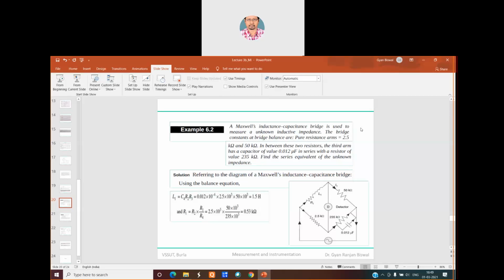A Maxwell inductance-capacitance bridge is used to measure an unknown value of inductance. At bridge balance, the pure resistance arms are equal to 2.5 kilo ohm and 50 ohm, so that means the values of R2 and R3 we are talking about. The third arm has a capacitance; in this problem it is the third arm, but as per our theory it is our fourth arm. It is up to you how you want to see it. It is 0.012 microfarad in series with a resistor of 235 kilo ohm. Find the series equivalent value of the impedance.